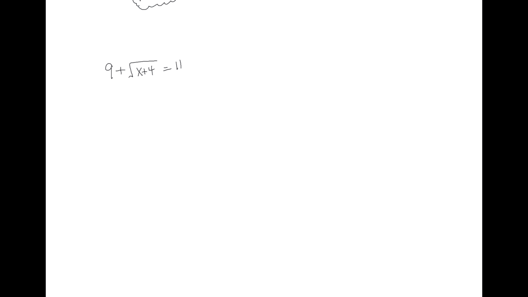9 plus the square root of x plus 4 equals 11. First, although he's not bothering me, I can't do what I need to do with this 9 here, because I need to have just the square root on one side and all the other stuff on the other side. So I'm going to move the 9 over to the other side. You're doing the opposite of whatever he is. Now I have the square root of x plus 4 equals 2.